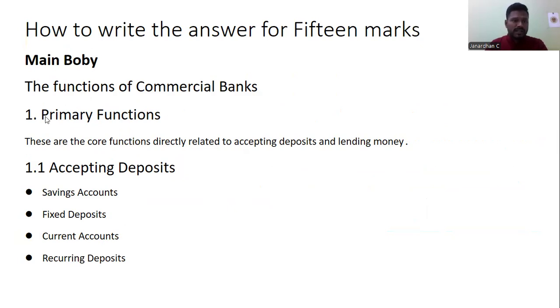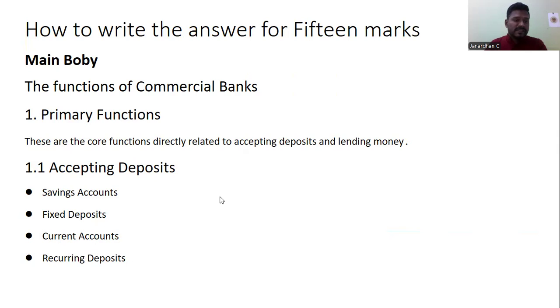Good. Then you can divide the answer into sub parts based on the question. Here, primary functions. In the primary functions you can say accepting deposits. That's why it is 1.1. So what deposits are there? Here: savings account, fixed deposit, current accounts, recurring deposits. All these are types of deposits that an individual or a business can make in the bank. So these are only examples for this question.